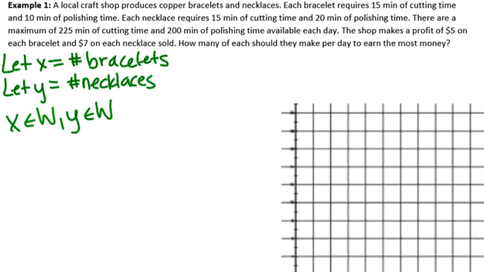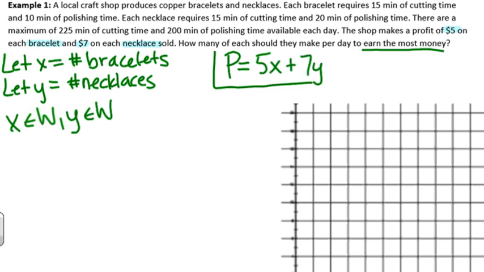What is our objective function? Well, we're trying to maximize, earn the most money. So in terms of profit, what values did we see talked about money? So $5 we make for a bracelet and $7 for a necklace. So profit equals $5 per bracelet and $7 per necklace. We are going to come back to this at the end after we find the points on our vertices when we graph our inequalities and check to see which one optimizes our objective function.